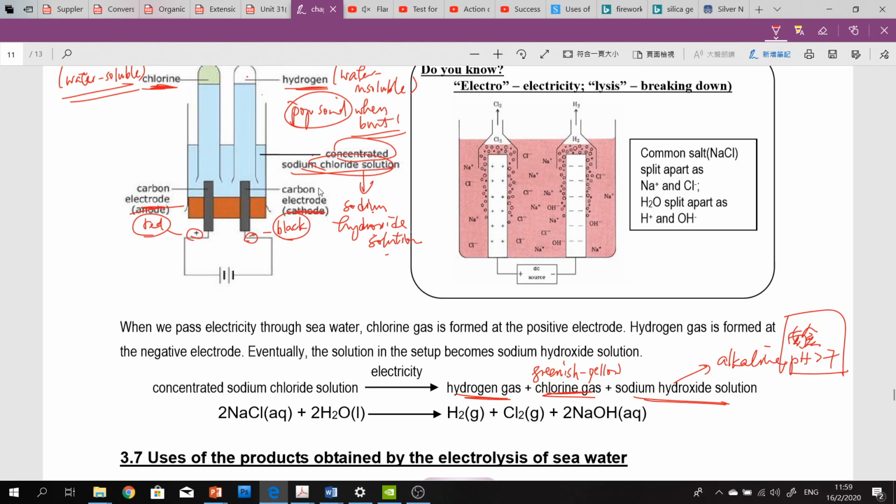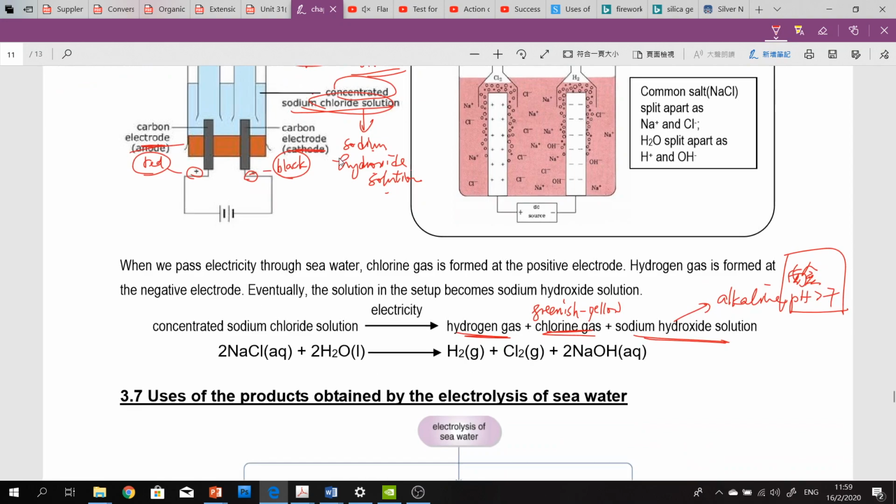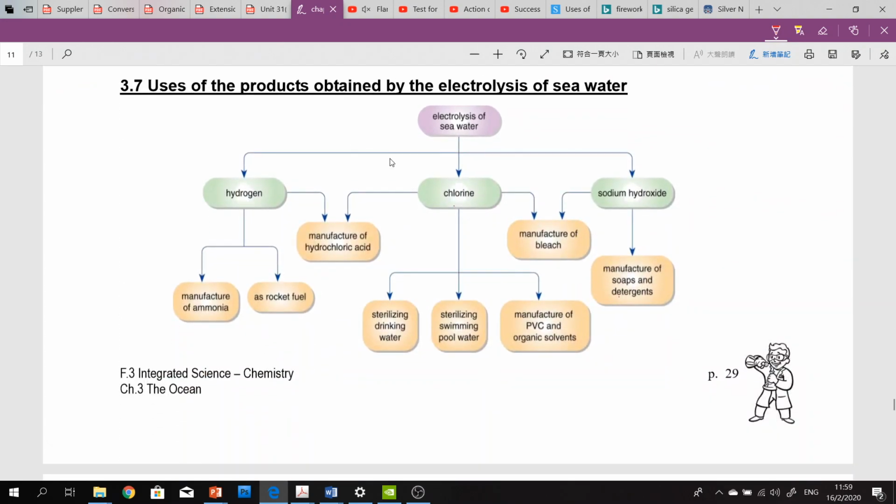Wow, so nice that you have got the electrolysis products: hydrogen, chlorine gas, and sodium hydroxide solution. 3 substances, right? So what are the uses of those 3 substances? Now, you may find the hydrogen. It is commonly used as a rocket fuel, right? You know that the pushing up of the rocket to outer space uses hydrogen.